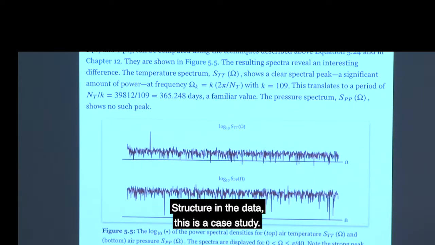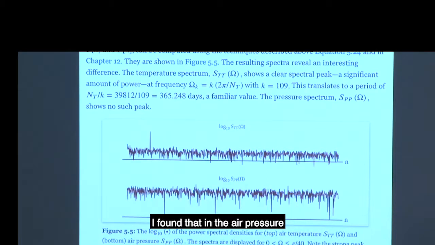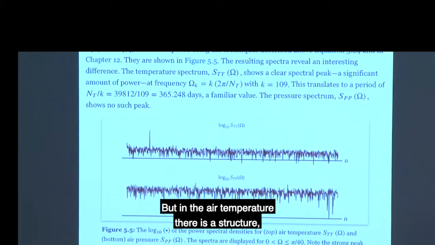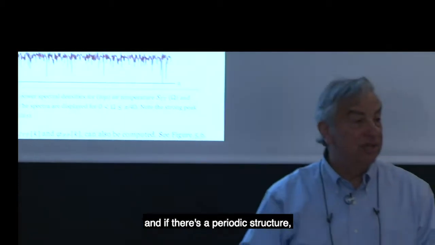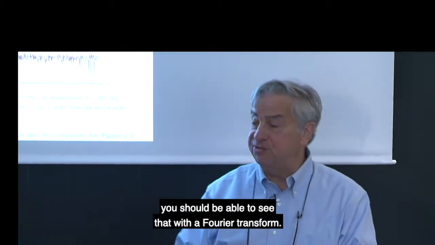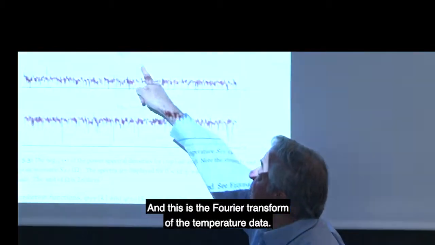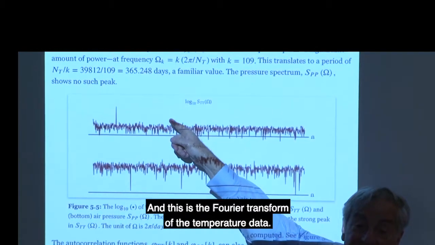Structure in the data. This is a case study. I found that in the air pressure, there's virtually no structure. But in the air temperature, there is a structure. And if there's a periodic structure, you should be able to see that with a Fourier transform. And this is the Fourier transform of the temperature data.